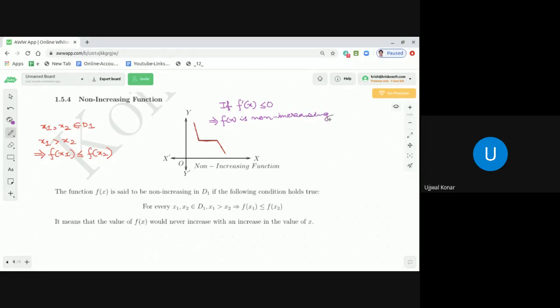If f dash x is less than or equal to 0, then you can say f(x) is non-increasing. So what does a non-increasing function tell us? A non-increasing function tells us the value of f(x) would never increase with an increase in the value of x. That is called a non-increasing function, dear students.